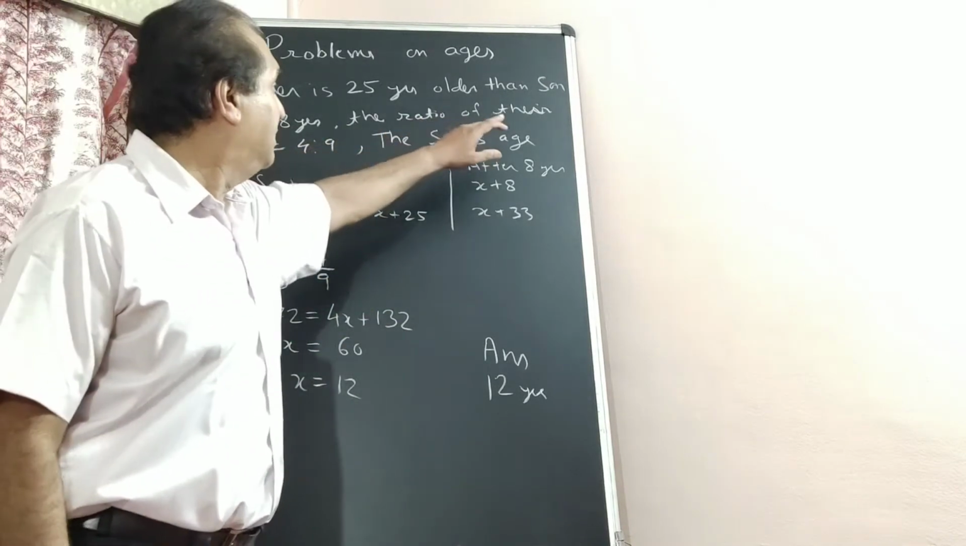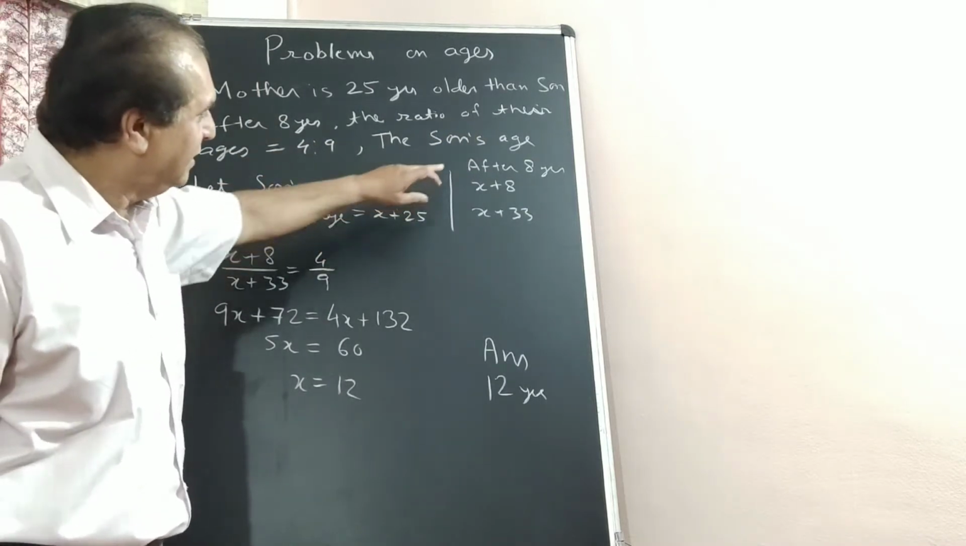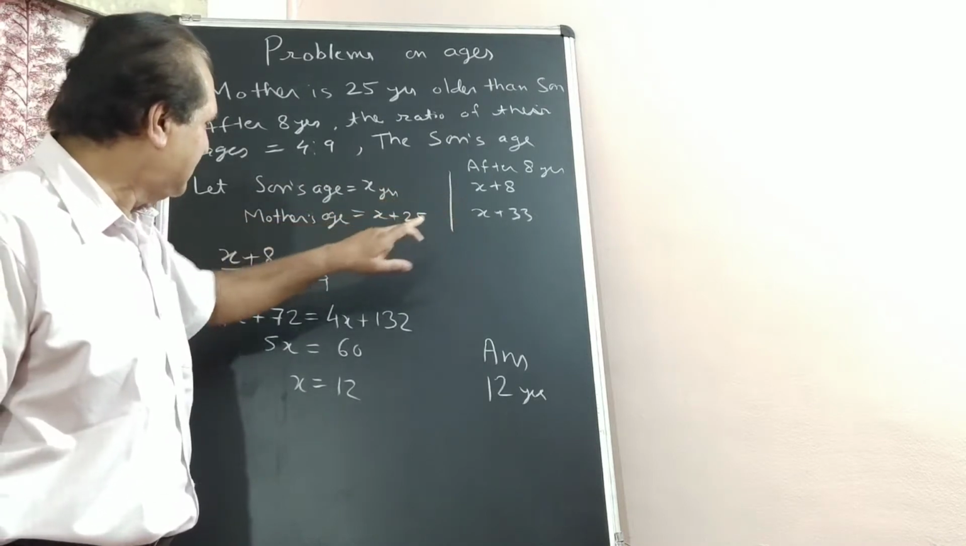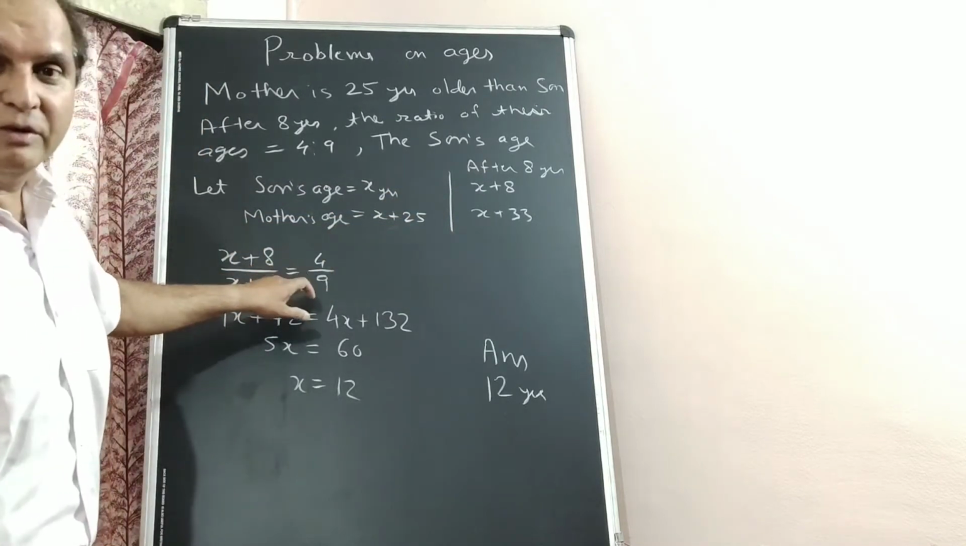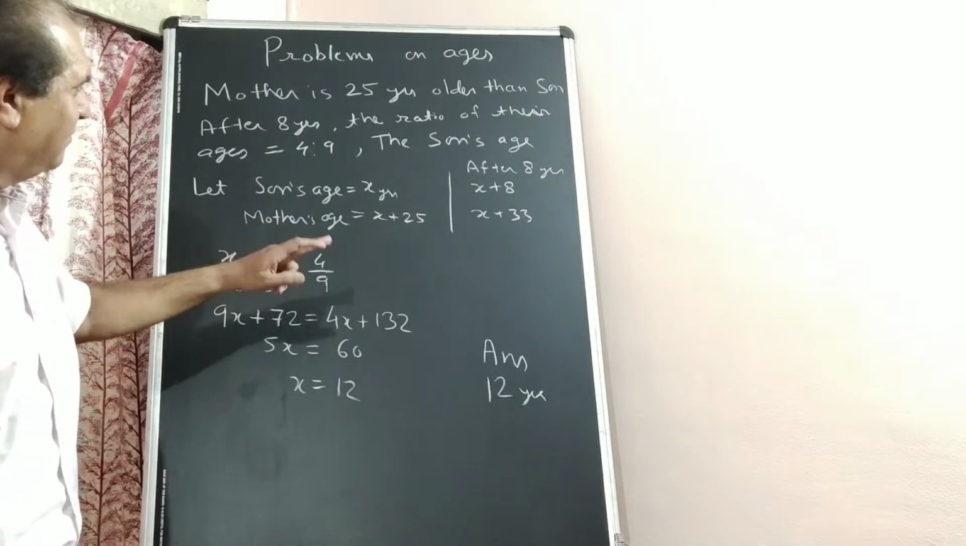Now the ratio is given. After 8 years the ratio is 4 upon 9. So we cannot take this ratio; we have to take the after-8-years ratio: x plus 8 upon x plus 33 equal to 4 upon 9. Now simply cross multiply.